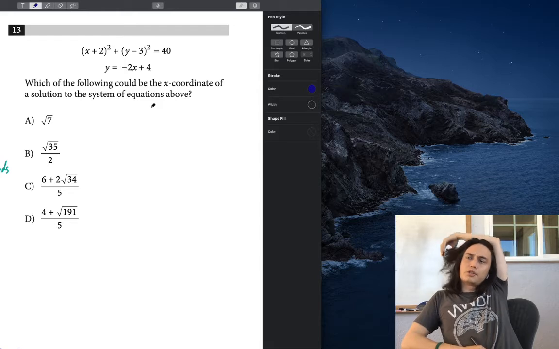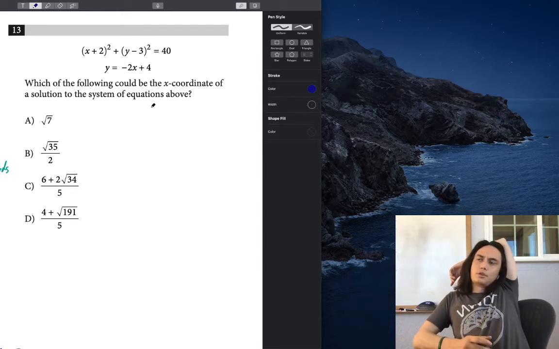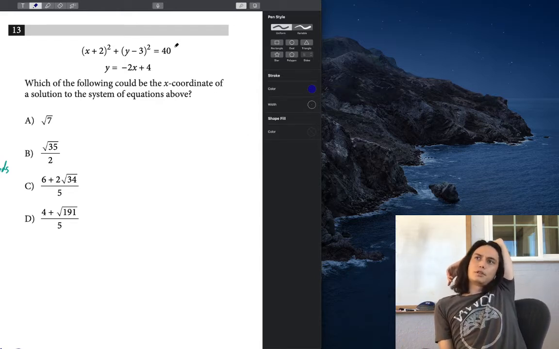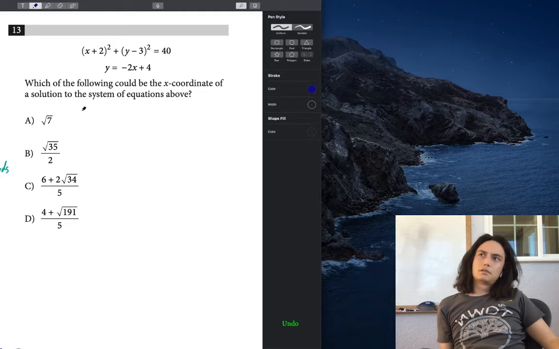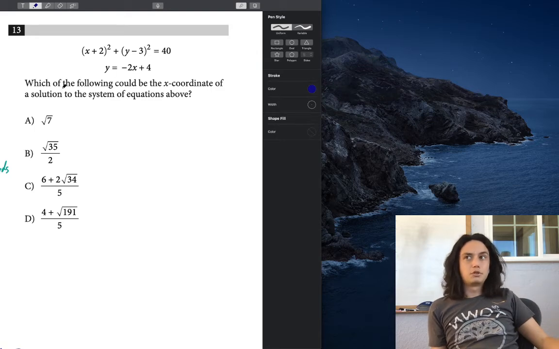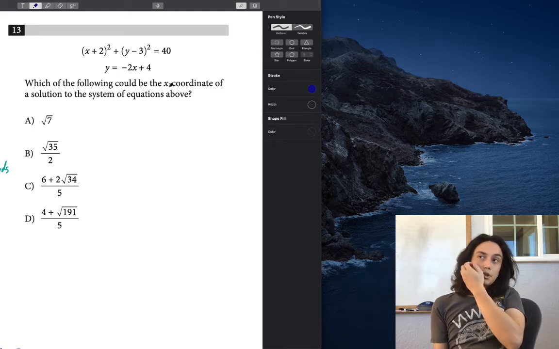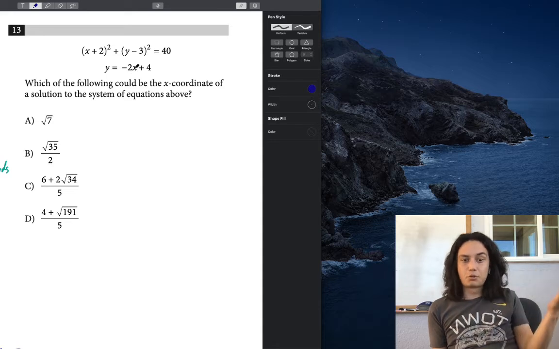All right, so 13. Here are these two equations. This is the equation of a circle, because x is squared and y is squared. And this is the equation of a line. Which of the following could be the x-coordinate of a solution to the system of equations above? So this is just a line that is going to pass through a circle.